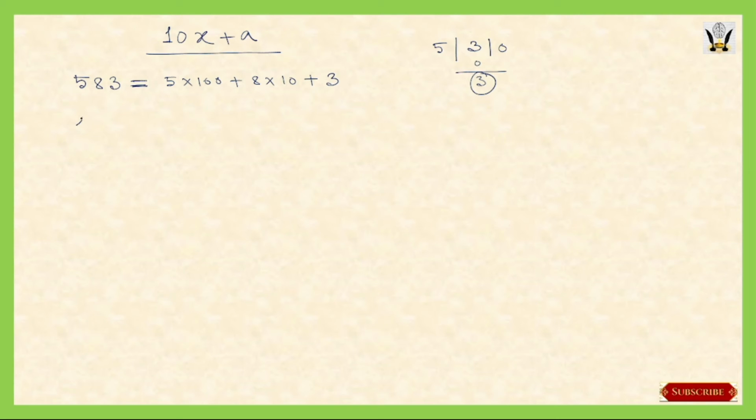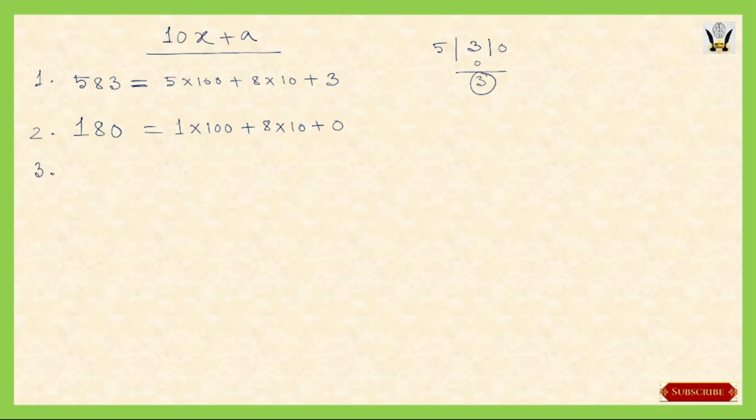Now suppose we take a number 180. So 180 can be expressed as 1 multiplied by 100, then 8 multiplied by 10, and then 0. This part is divisible by 5, this part is divisible by 5, and 0 is also divisible by 5, since if we divide 0 by 5, the remainder will be 0 only. So the whole number 180 will be divisible by 5.